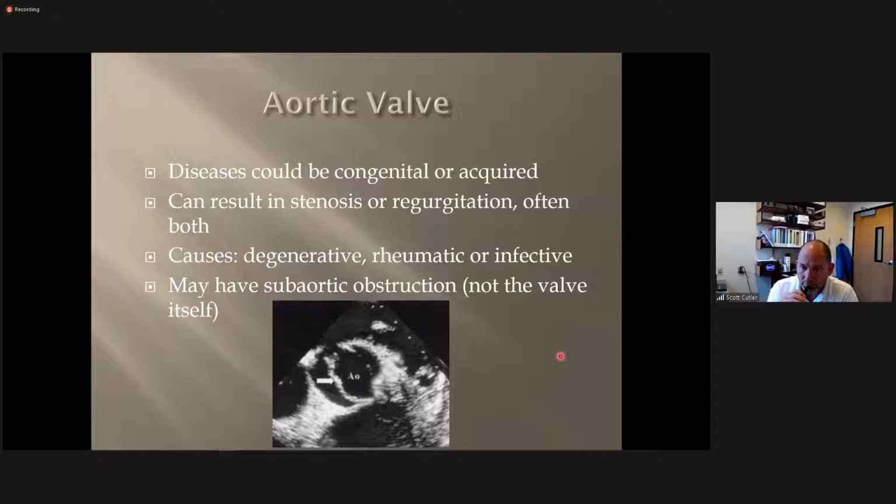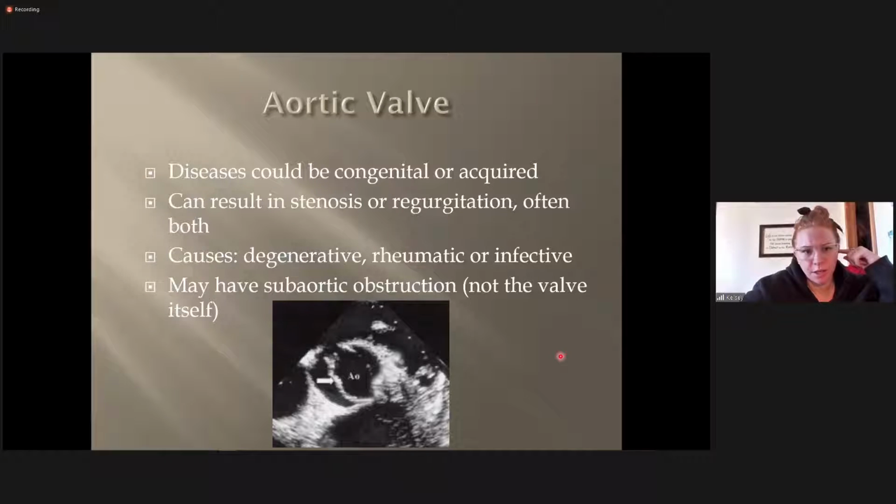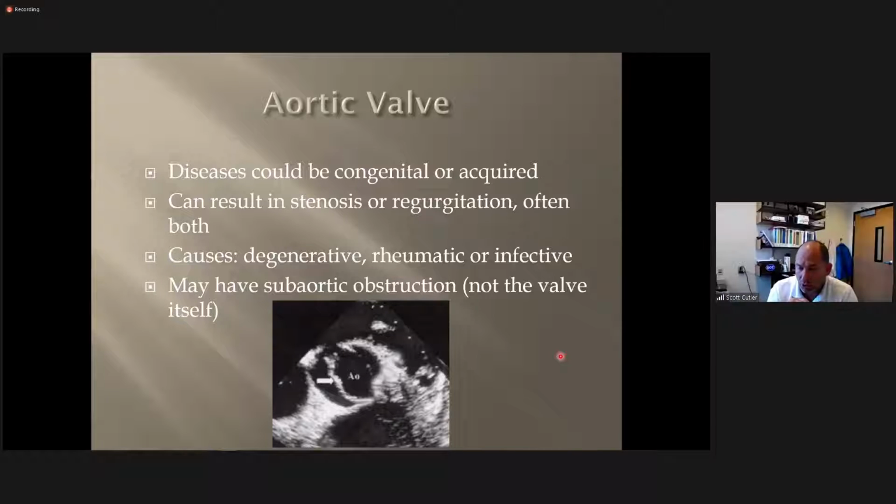Kelsey, go ahead. Could it also be like a mass or a vegetation that could cause a subaortic stenosis? Yes, it certainly could be. I think it's less likely on that valve in particular. Mitral valve, for example, when we get into masses and tumors, the picture I showed you yesterday of that big mass going through the valve, that can cause a stenosis of the mitral valve. It's less common, I'd say, in the aortic valve, but not impossible.